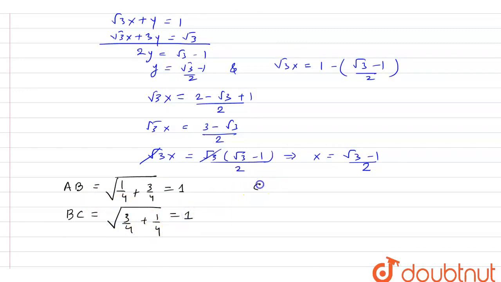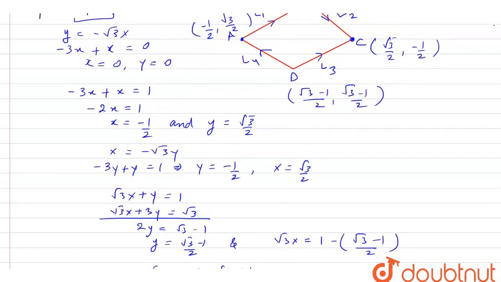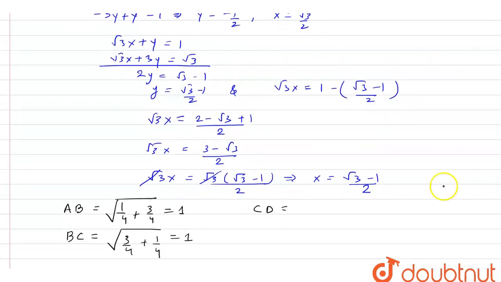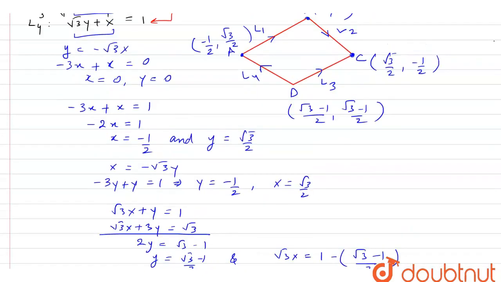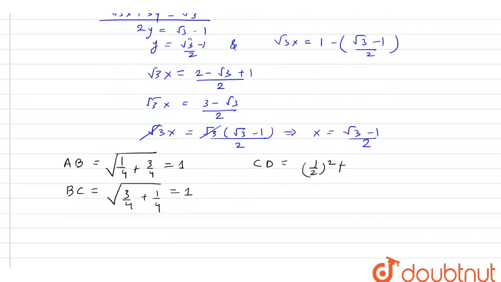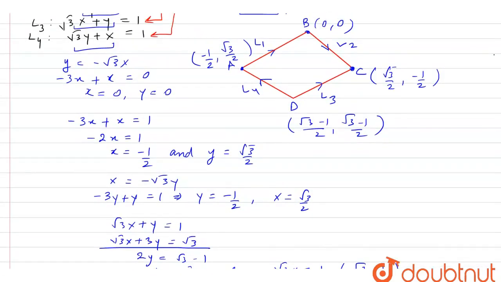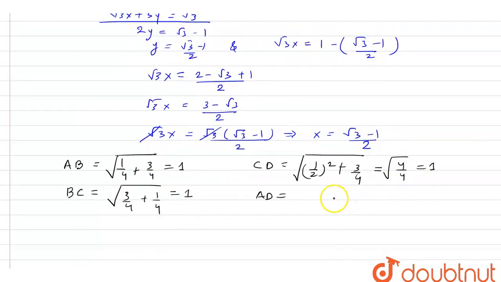Now let's find the distance CD. If you solve it, you will get root 3 by 2 minus root 3 by 2, then 1 by 2 square, plus root 3 by 2 minus 1 by 2 plus 1 by 2, then root 3 by 2 square, that is 3 by 4, under root. So we have CD as 4 by 4 under root, and that equals 1. Now for AD, if you solve for AD, again you will get root 3 by 2 square, that is 3 by 4, and 1 by 4 under root, and again the distance is the same.